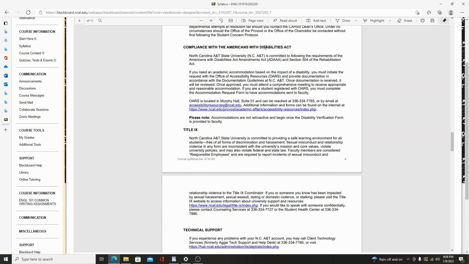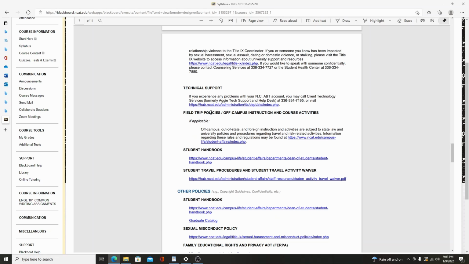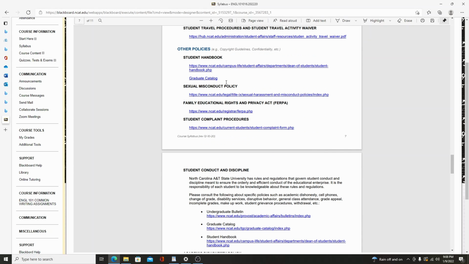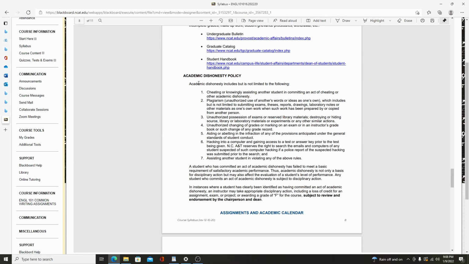Again, compliance with the Americans with Disabilities Act. If you have a disability, you have to go through ORS, provide documentation, and we can make adjustments based on that. Title IX, technical support, field trips, we're not going to have any, so don't worry about that. Here's a link to the student handbook if you need it, and the sexual misconduct policy and other procedures if you are in need of them.